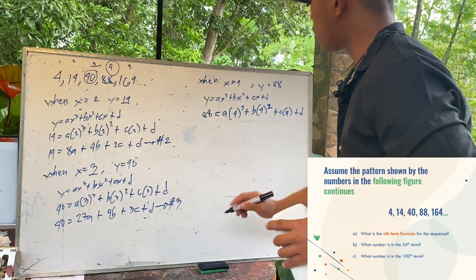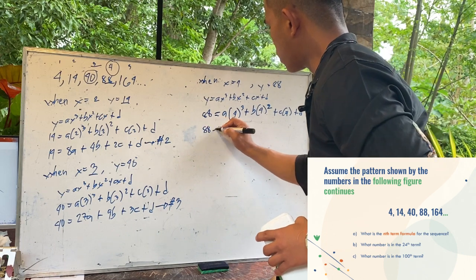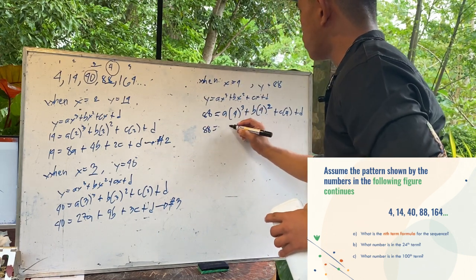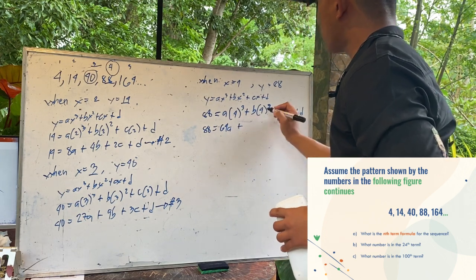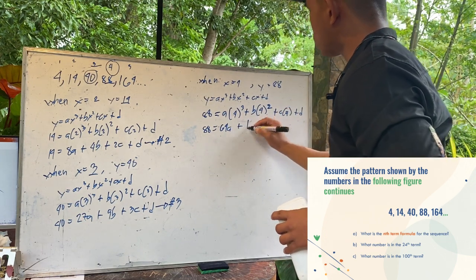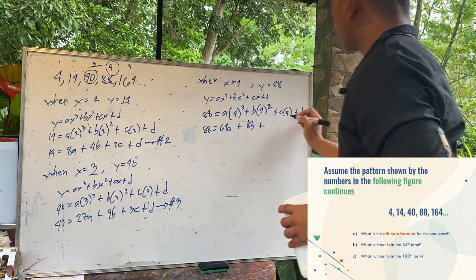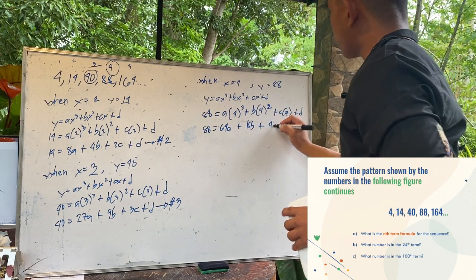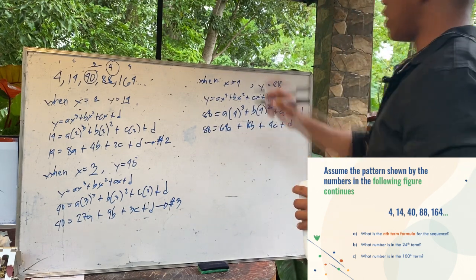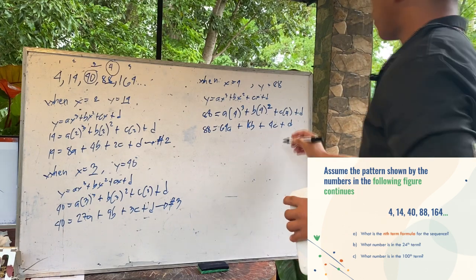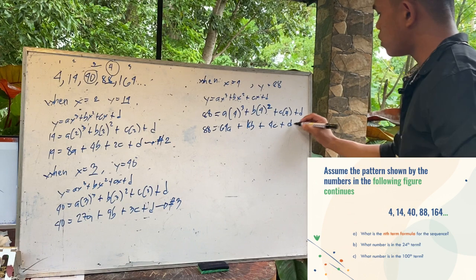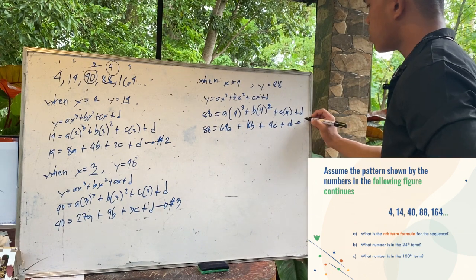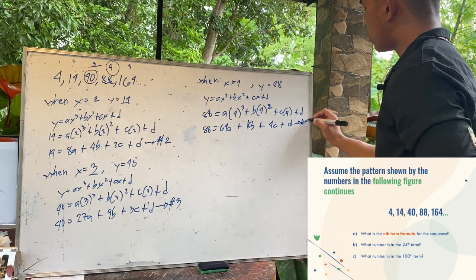After that, perform the desired operation. Okay. 4 cubed is 64, so 64a, plus 4 squared, 16, so 16b, plus 4 times c, 4c, plus d.